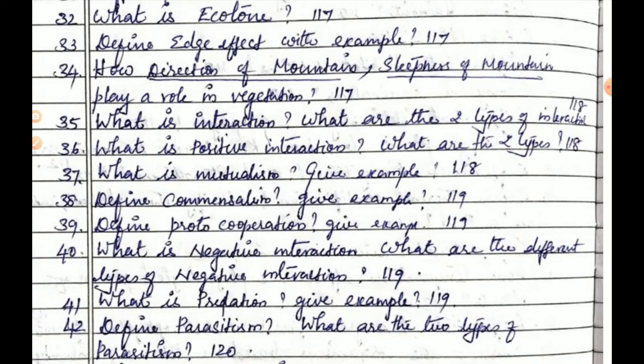Predation. It is an interaction between two species, one of which captures, kills and eats the other. The species which kills is called predator and the species which is killed is called prey. Example for this is Drosera and Nepenthes. These are insectivorous plants.